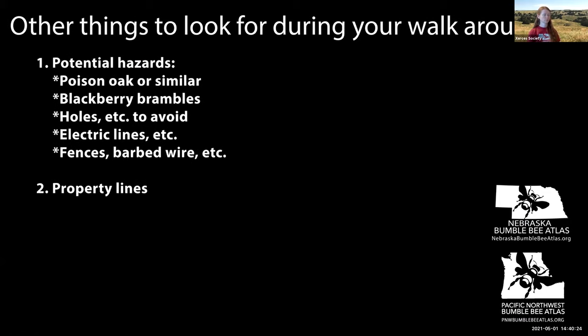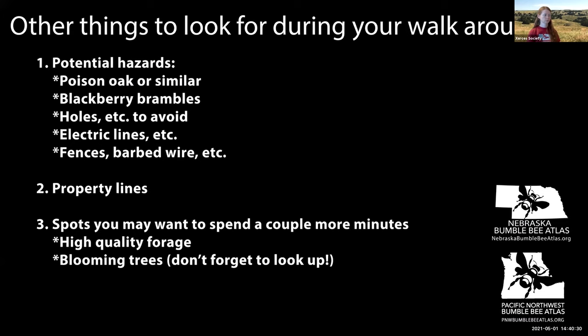You also want to keep an eye out for property lines to make sure you're not crossing from public land onto private land. And also keep an eye out for areas that you may want to spend a couple more minutes, areas with high quality forage that you know are especially attractive to bumblebees, or keep an eye out for blooming trees, meaning don't forget to look up. There are sometimes flowers that are above your head that can also be attractive to bumblebees.